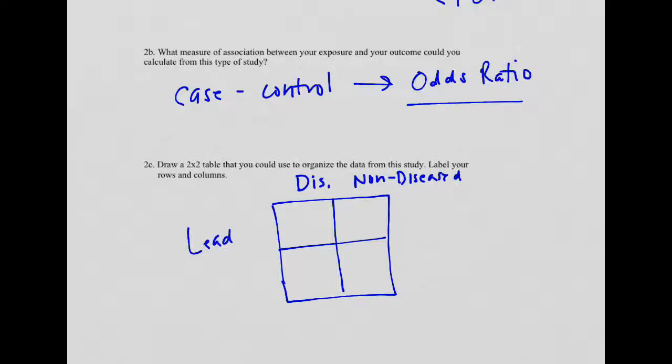Lead poisoning or no lead. You could look at sort of levels of lead in their blood. You could look at lead in their home, something like that. But either way, we're going to have our diseased and non-diseased in our columns and our exposure, lead or no lead, in our rows. Okay.